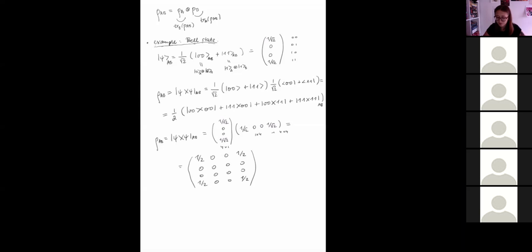Okay, so this is how the density matrix looks in terms of bras and kets, and also in the matrix form. Now let us proceed to calculating the reduced states of systems A and B. So what is the reduced state of the system A? We have to trace out the system B.